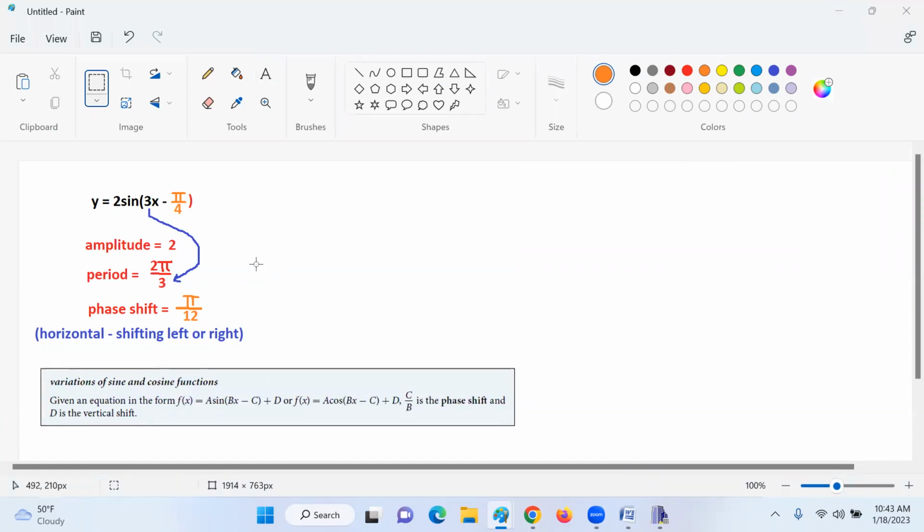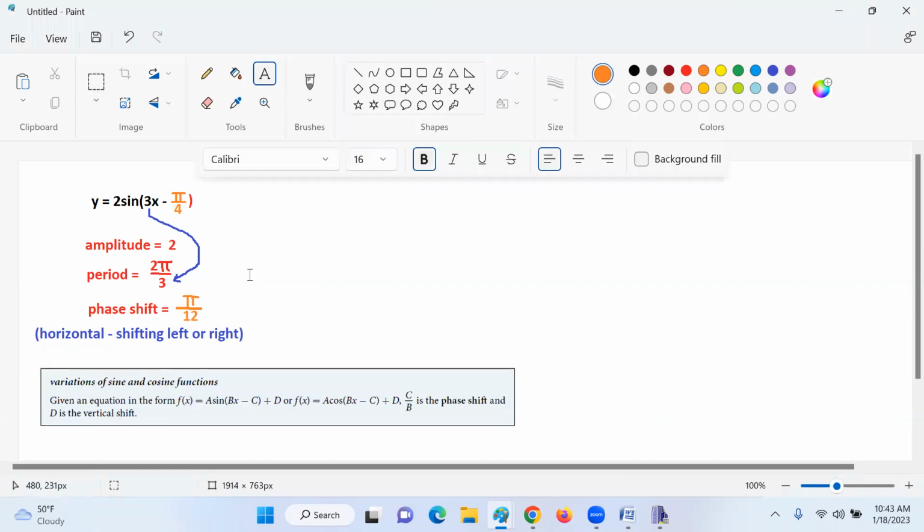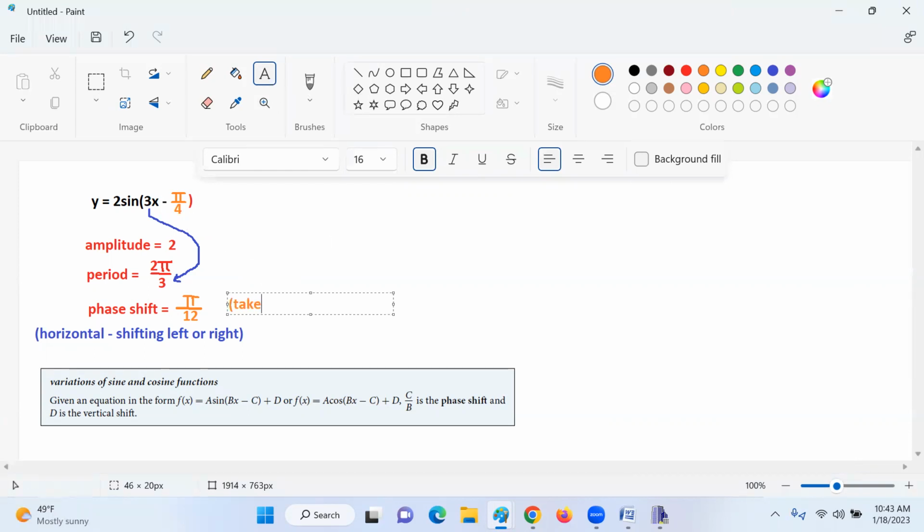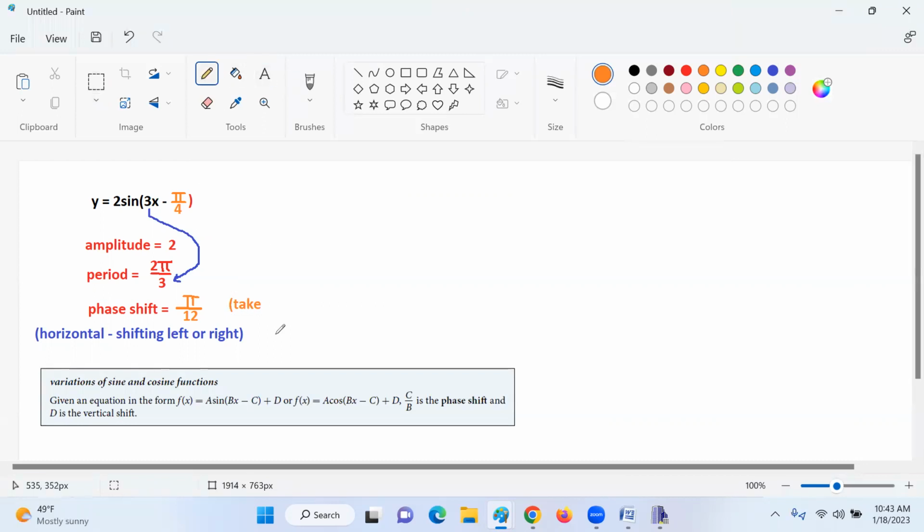Are we good? Does it make sense? So this is minus, right? If this is minus, we shift to the right, so it's positive. So we're gonna take pi over 4, and then we divide it by 3. So we're gonna take pi over 4. I'm doing this very slowly, okay?